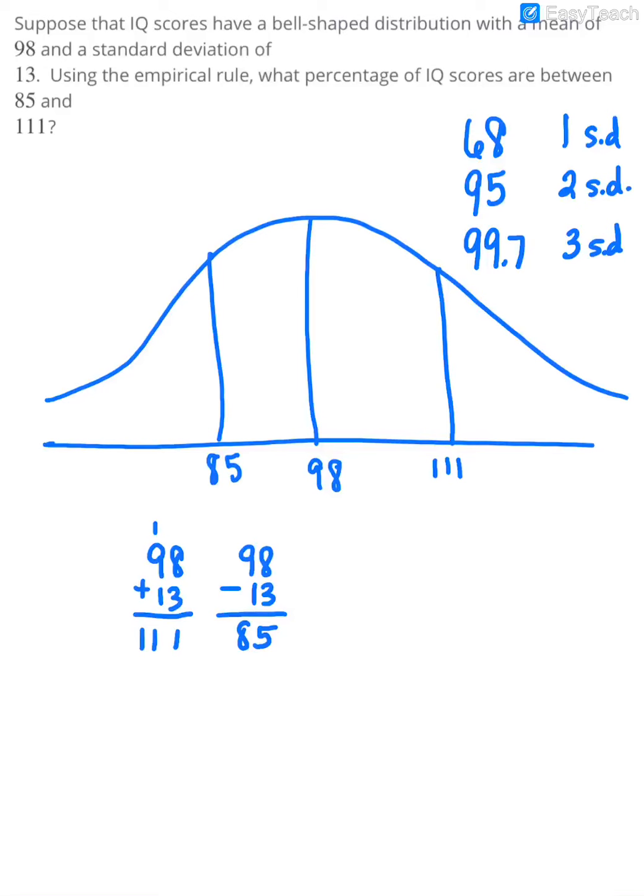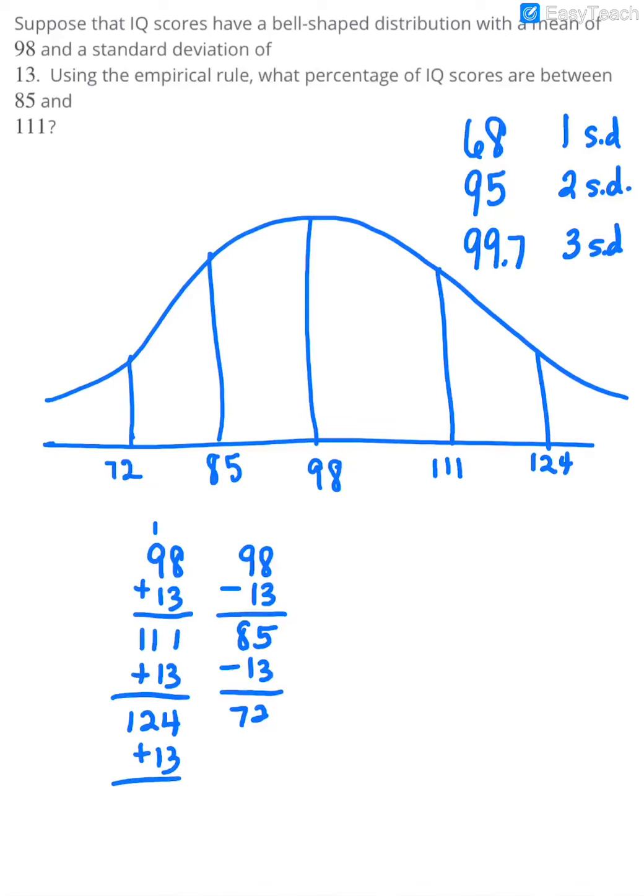And then if we did it again, if we added another 13, then we would have another cutoff up here of 124. And then if we subtracted 13 again, we would have another lower cutoff at 72. And then we could do it one more time. If we added 13, then we'd have a 137 up here. And if we subtracted 13, then we would be left with 59 down here.